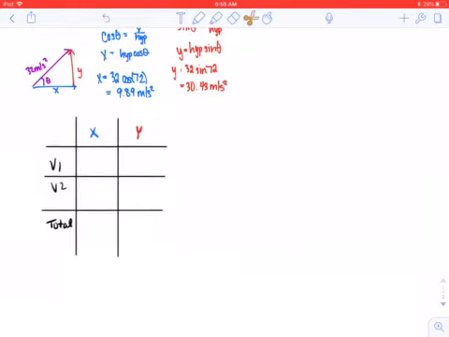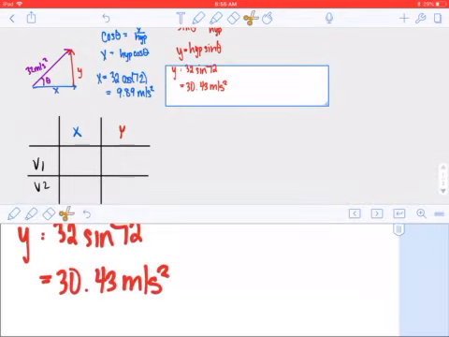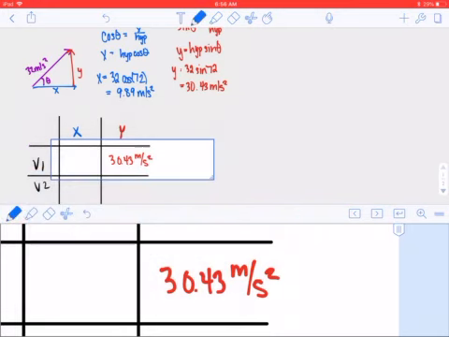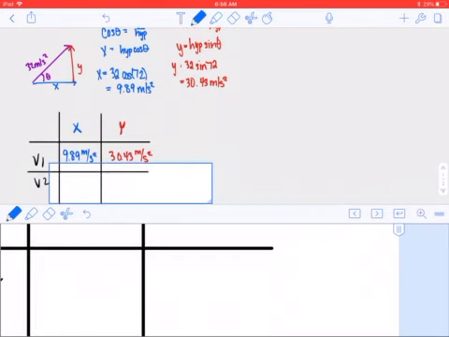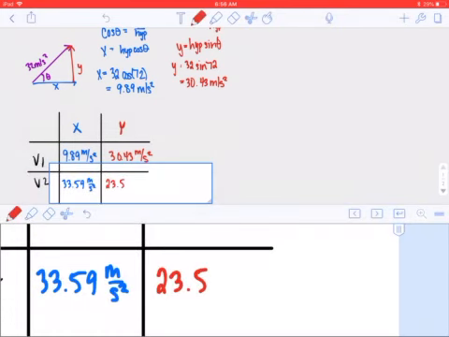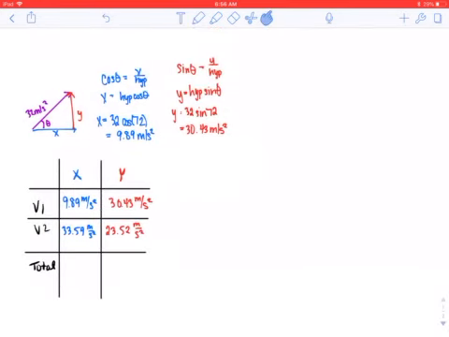Okay, in order to organize this a little, I'm going to make another chart. You all know how I love my charts. For my first vector, I get 30.43 meters per second squared. Yes, you do need units. The x component of my first vector is 9.89 meters per second squared. For my second vector, what you found when you paused the video, you get 33.59 meters per second squared, and then the y is 23.52 meters per second squared. So that's step number 1, to break each of these vectors up into their x and y components.